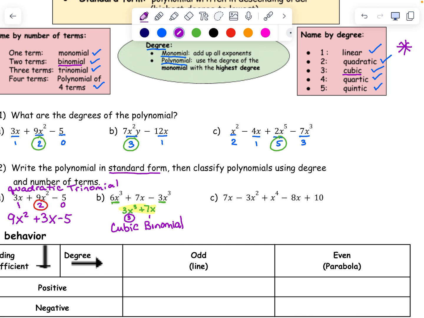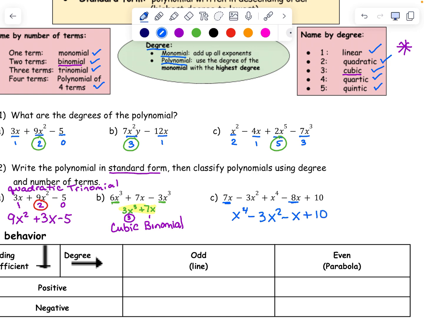Okay, let's look at the next one. Wow, we got a lot of terms here, right? So let's first combine like terms. We see these two are like terms, and then put it in descending order, which is standard form. So x to the 4th minus 3x squared, and then our like terms will have negative x plus 10.